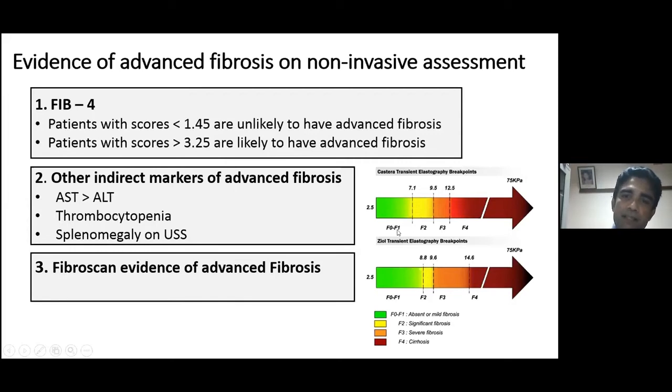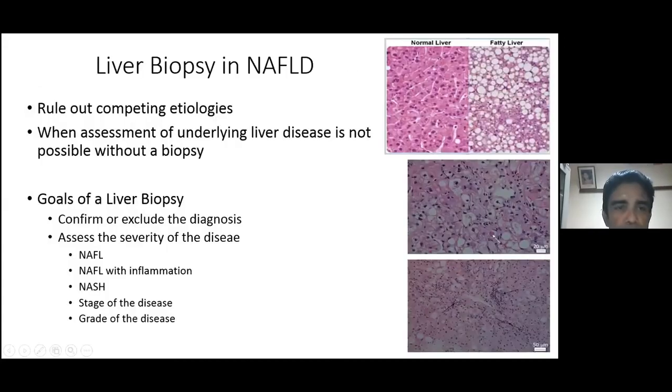So Mananjala discussed advanced fibrosis. Now what I am talking about here is F1 early fibrosis. So even at a liver stiffness level of 7, you can have F1 fibrosis. So when to do a liver biopsy? To rule out competing etiologies, when assessment of the underlying liver disease is not possible without a biopsy. It is very important that these biopsies are interpreted by a pathologist who has a special interest in liver histology.